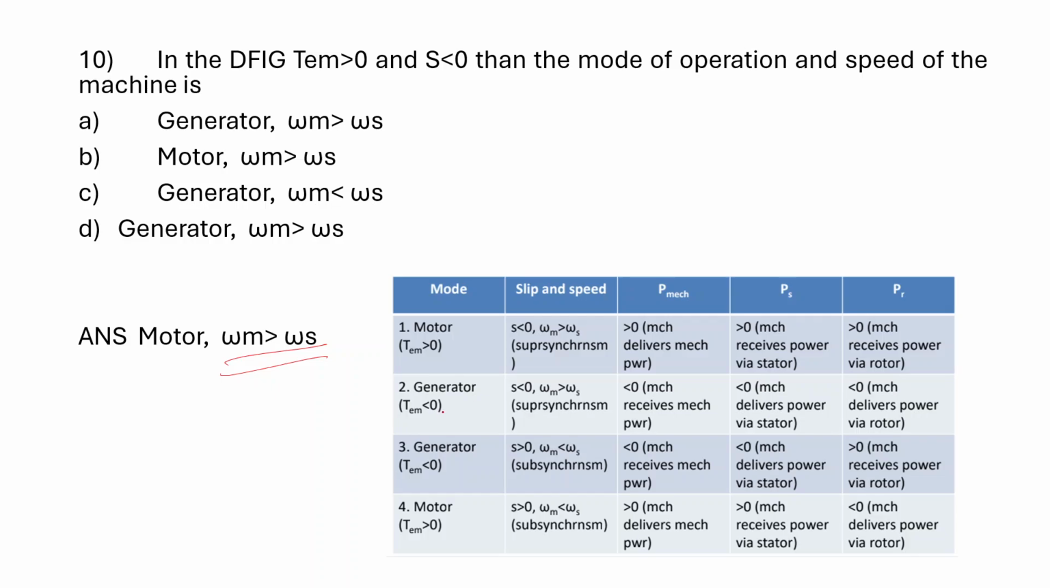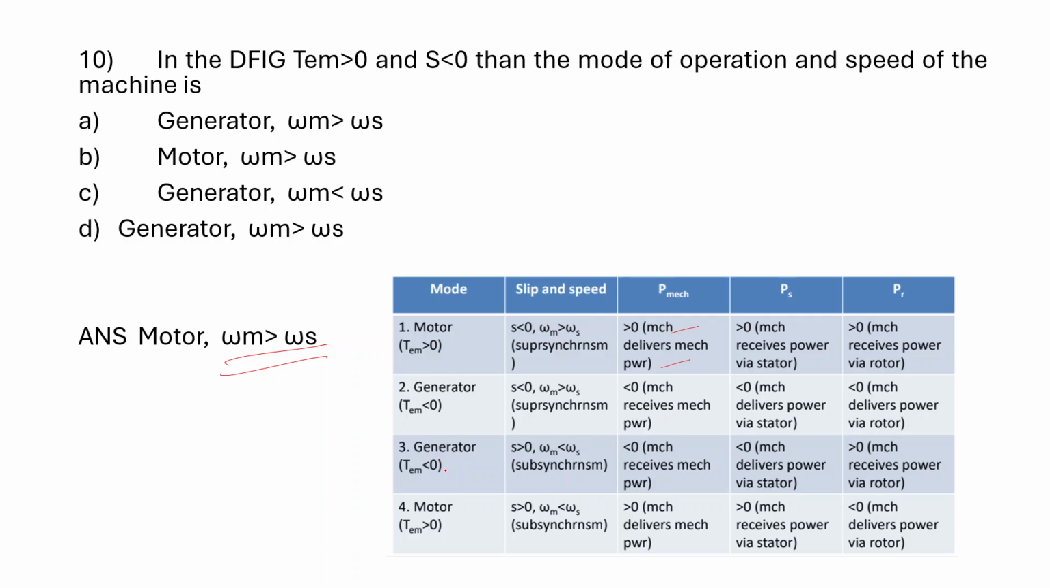Second is the generator mode, and the P mechanical in the motor mode is greater than 0 because mechanical power is delivered. And in the generator mode, when TEM is less than 0, S will be less than 0, omega m greater than 0, and then P mechanical is less than 0, the machine receives the mechanical power.